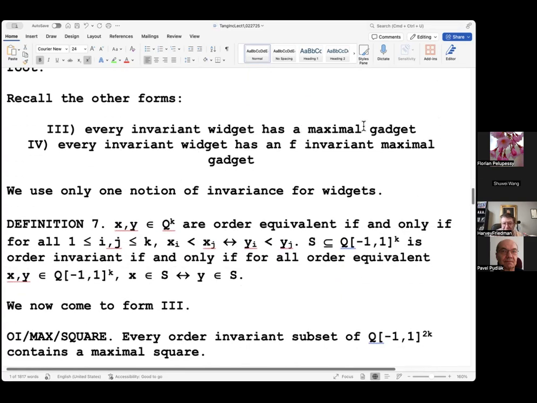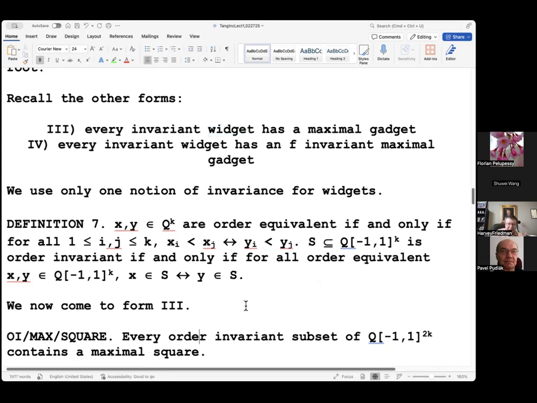Every invariant widget has a maximal gadget. This is weaker, but we'll be talking about computational complexity here. Every invariant widget has an F invariant maximal gadget. This is where the invariant maximality really lives. We use only one notion for widgets for the front end, and that's order invariance. So order equivalence, which I'm sure you're familiar with, you've been talking about that a lot. Order equivalence, usual definition, and an order invariant set means for all order equivalent x and y, x is in S if and only if y is in S.